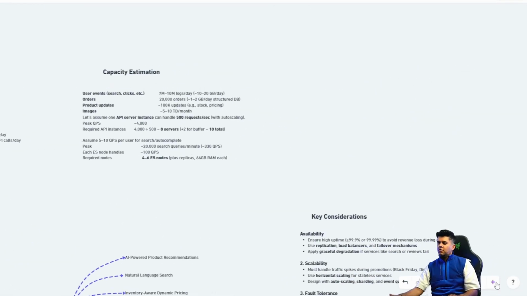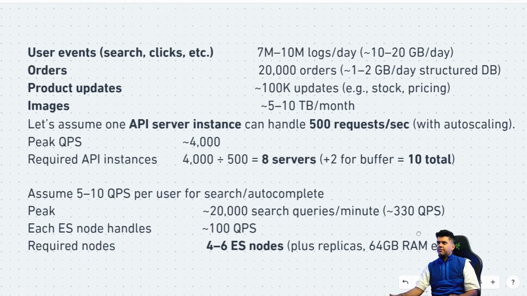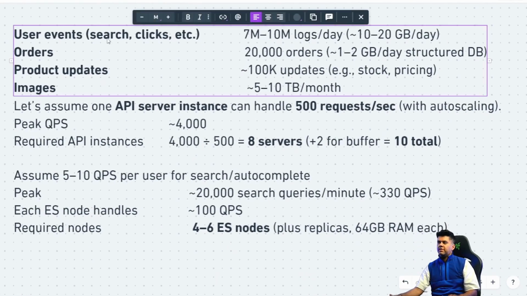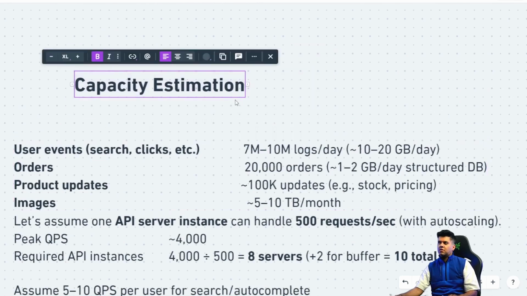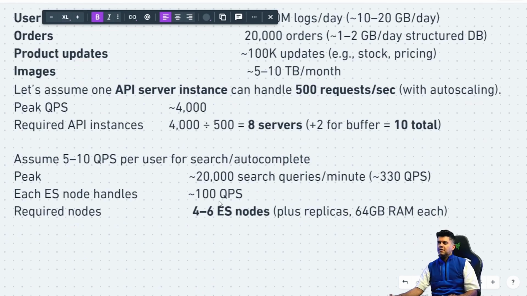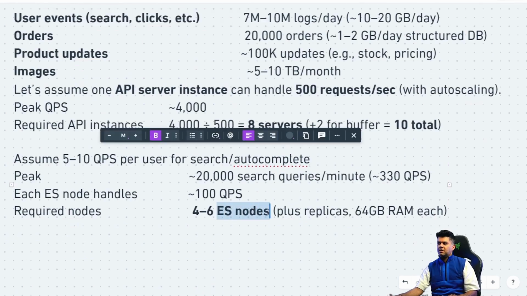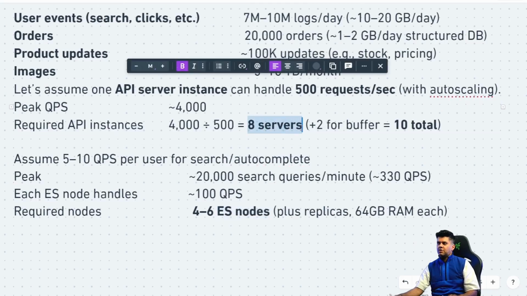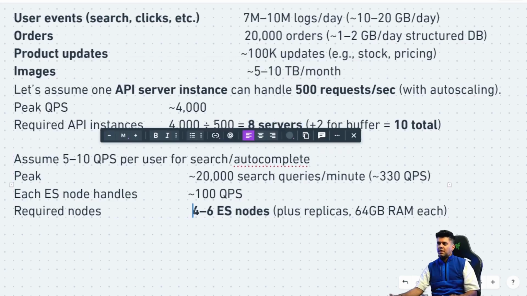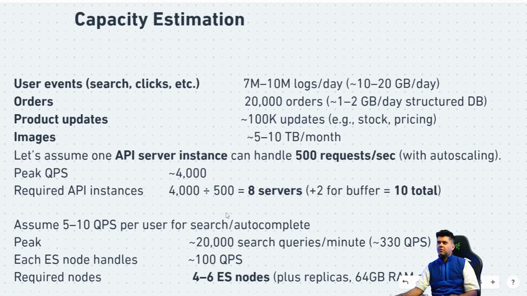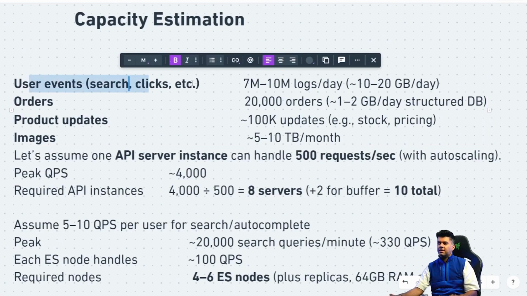Now we want to go for capacity estimation. So user events, search, clicks, etc. We want to check the capacity, like how many servers are required, how many, let's say, search nodes are required, for the APIs, how many servers are required. That's the data that we want to get to, and those are the things that are in bold. But to be able to get to that, we need some more data. For example, how many user events are there? So I'm saying that 7 to 10 million logs per day are being generated. That's 10 to 20 GB per day.